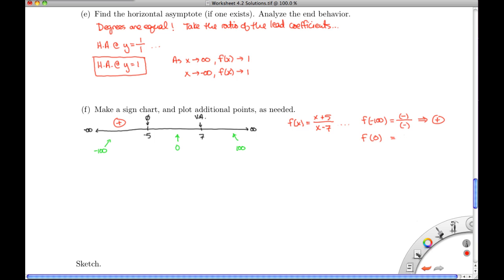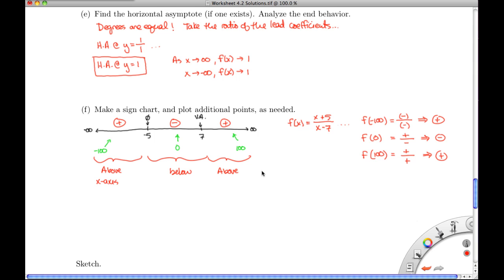Plug in 0. We're going to get a positive number in the top. We're going to get a negative number in the bottom. That means that on this particular interval that includes this test point 0, our function is going to be negative. We're below the x-axis. And for +100, we're going to have a positive up at the top, positive down at the bottom. And that means that our function will be positive. We're above the x-axis on this interval. So again, here it's above the x-axis. On this interval right here, it's below because it's negative. And then on this interval right here, it's above the x-axis.